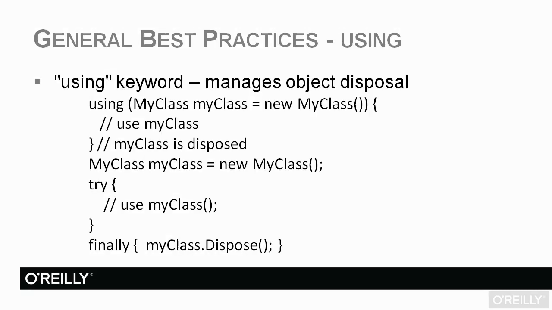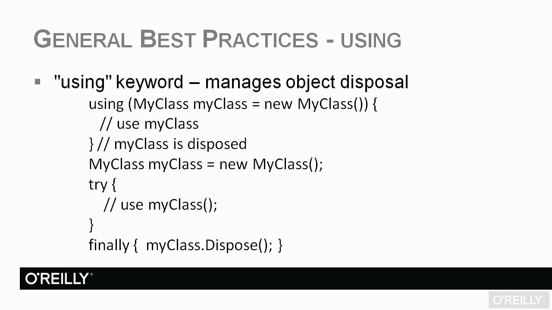The using keyword manages object disposal. So in that first part, we've got using my class is equal to some new class, and then we use that my class. And when we close the curly brace for the using statement, my class is disposed, which means it actually calls the dispose method on my class, so the resources of my class are cleaned up. It's the rough equivalent of what you see below in using my class is equal to new my class, and put it in a try, and then use a finally to call dispose.